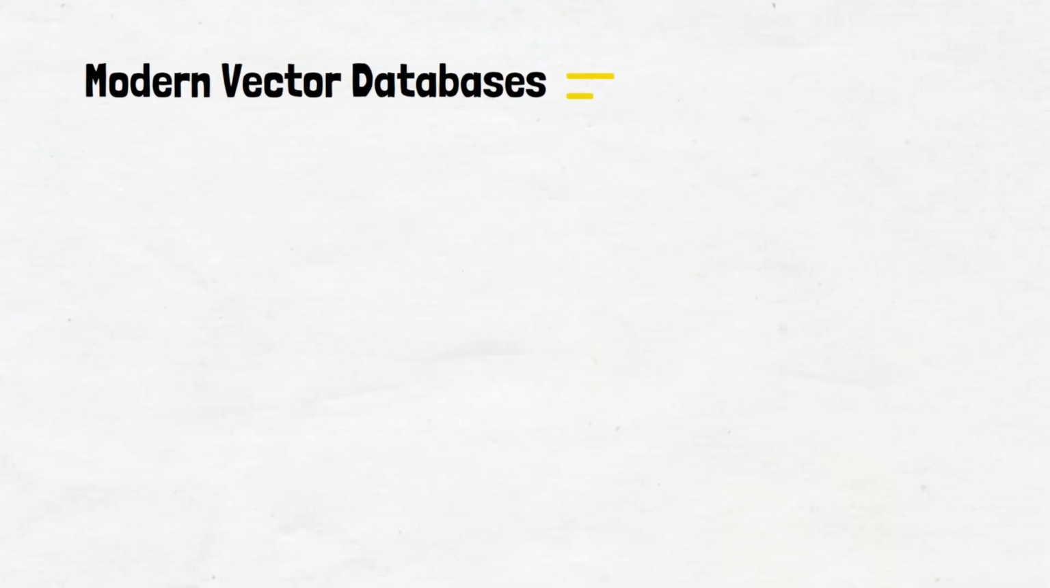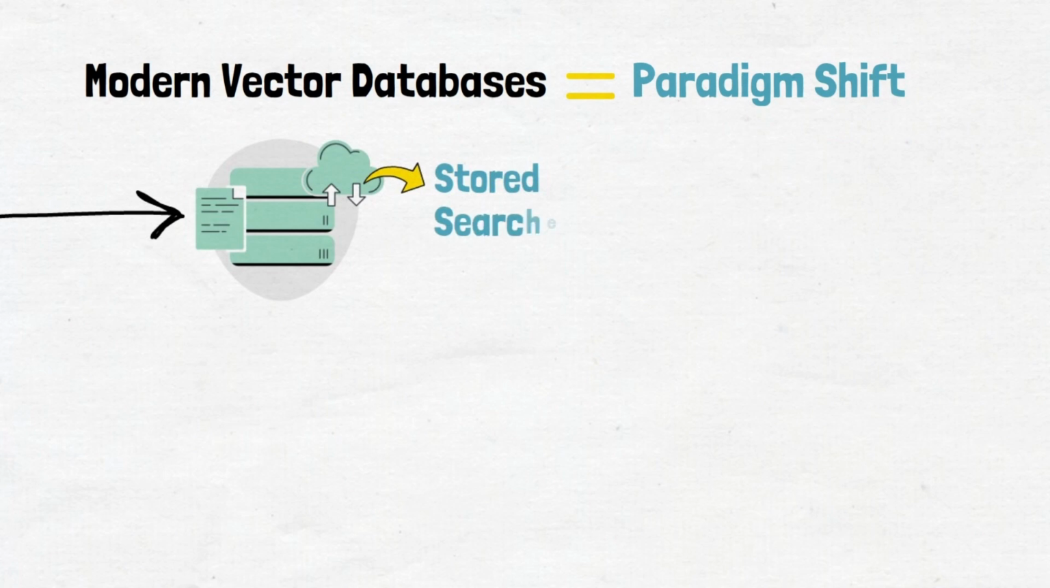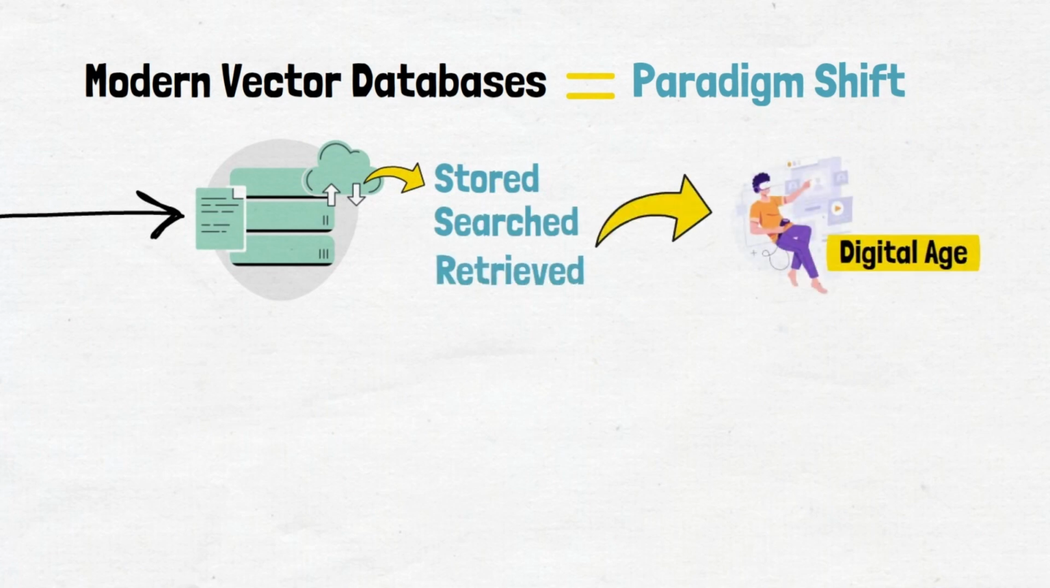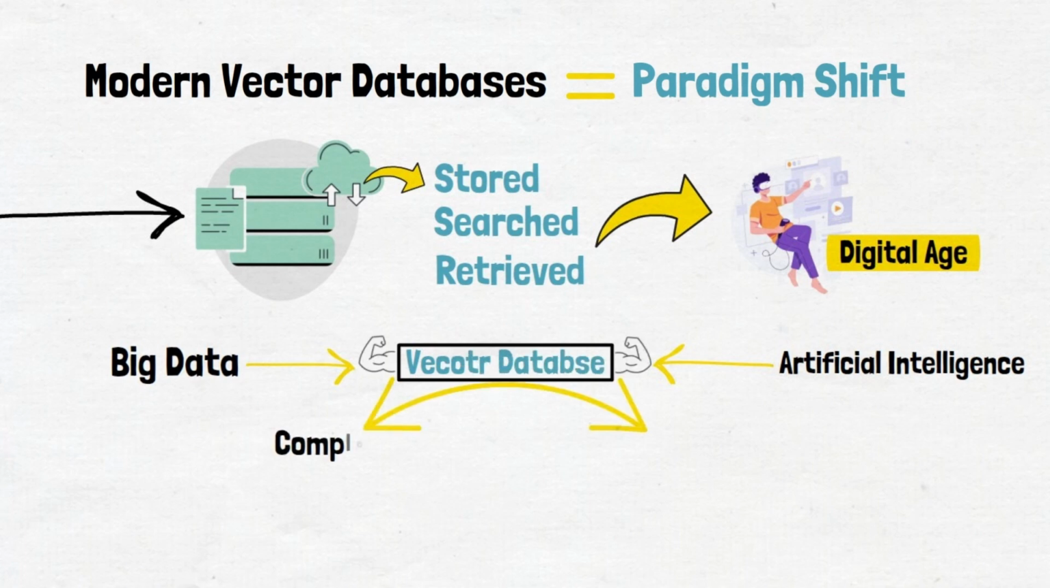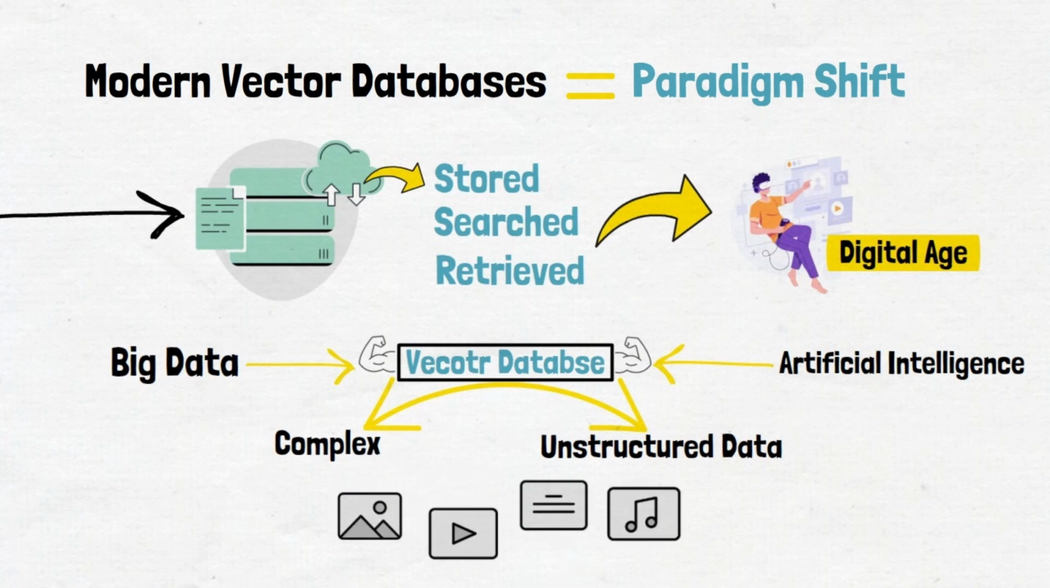Modern vector databases represent a paradigm shift in how data is stored, searched, and retrieved in the digital age. At the intersection of big data and artificial intelligence, vector databases have emerged as a powerful tool for handling complex, unstructured data types like images, videos, text, and audio.